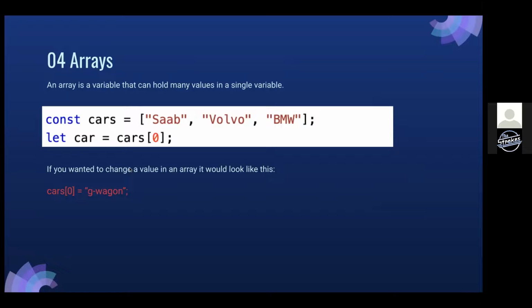And if you wanted to change a value in an array, it would look something like this. So cars[0] equals G-Wagon. That would change this array and delete this string value and change it to G-Wagon. So if you were to print the cars array, it'd say G-Wagon, Volvo, and BMW. So yeah, that's arrays. Continuing on.